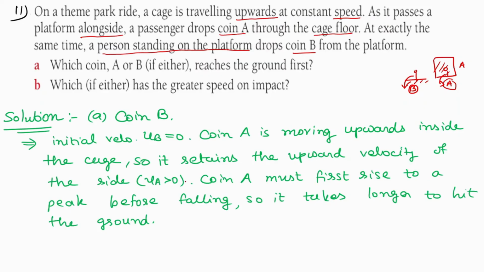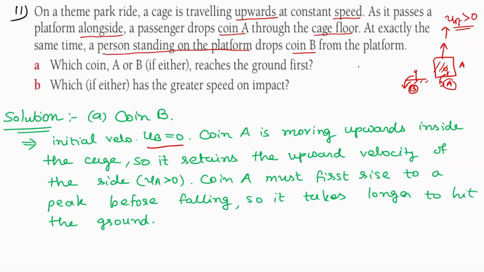The reason behind it is, first, say the initial velocity UB is zero. Why? Because the platform is stationary, so UB is zero. Coin A is moving upward inside the cage because the cage is going upward with a constant speed. That means coin A also has some vertical upward speed, let's say UA. It is not zero. Coin A must first rise to a peak before falling, so it takes longer to hit the ground.